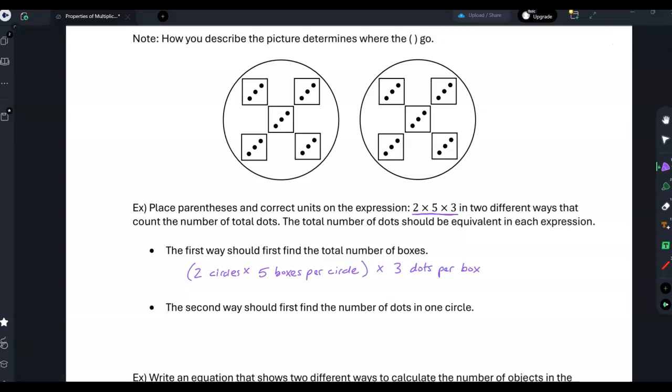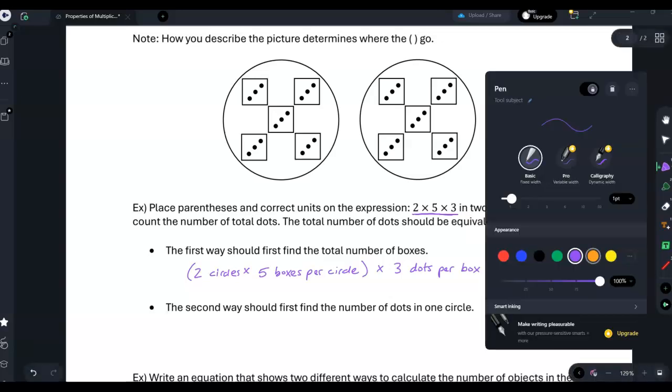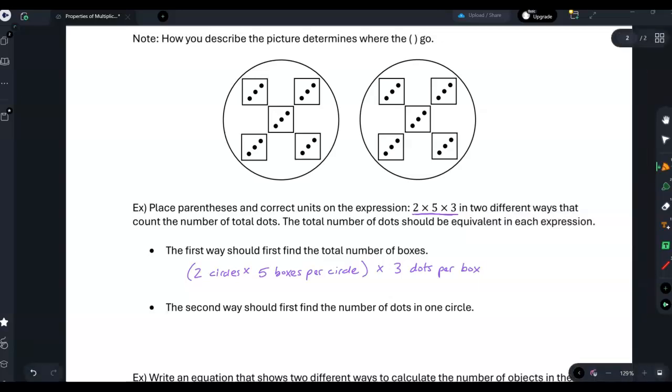And so really what I've done here is I've done 2 times 5 times 3, right? Except I've chosen to do the 2 times 5 first because that would tell me the total number of boxes. So if I were to work this out, I would end up getting that there are 10 boxes, 2 times 5, 10 boxes, and then multiply that by the 3 dots per box, which means I would end up getting 30 total dots.